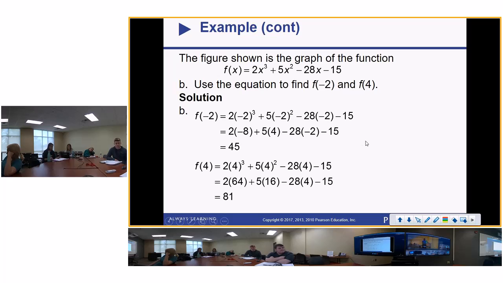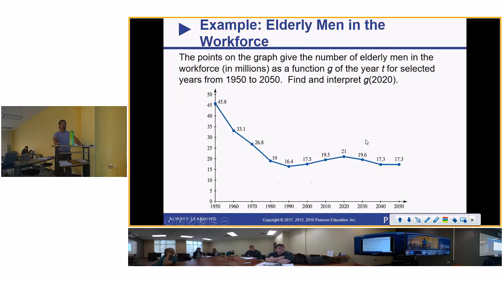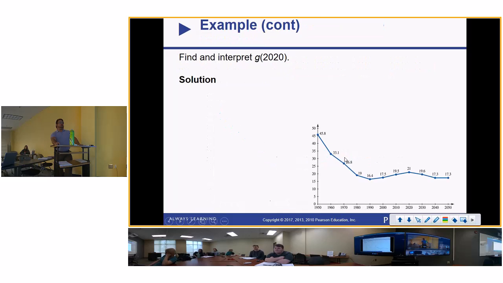And that's 45. We done talked about that. The points on the graph give the number of elderly men in the workforce as a function of G for the year T for selected years from 1950 to 2050. Find and interpret G of 2020. That means plug in 2020, we get what? 21.